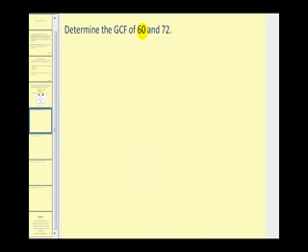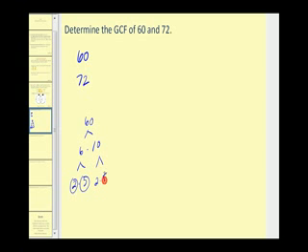So the first step is to write these terms out in prime factored form. One way to determine the prime factorization is to make a factor tree. 60 is equal to 6 times 10. 6 is equal to 2 times 3, which are both prime. And 10 is equal to 2 times 5, which are both prime factors. So 60 is equal to 2 times 2 times 3 times 5. It is helpful to put these in order from least to greatest.